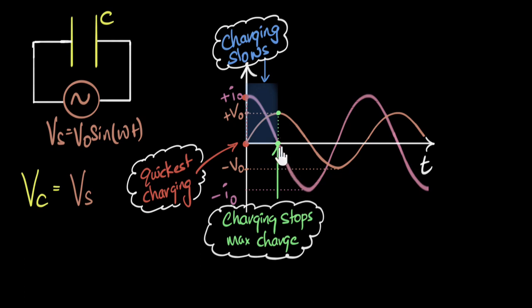Okay, what happens after that? After that, notice the generator voltage starts reducing. It goes down. And so the capacitor says, my voltage should also reduce. How can I reduce my voltage? Ooh, get rid of my charge.